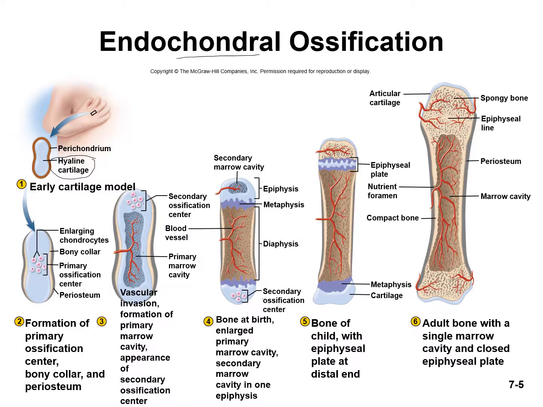So we have this early cartilage model that's going to consist of hyaline cartilage. Second, we have formation of what's known as a primary ossification center, a bony collar, and the periosteum. So the primary ossification center is going to have basically stem cells that will eventually be responsible for forming this mature bone tissue. Third, the vascular invasion occurs.